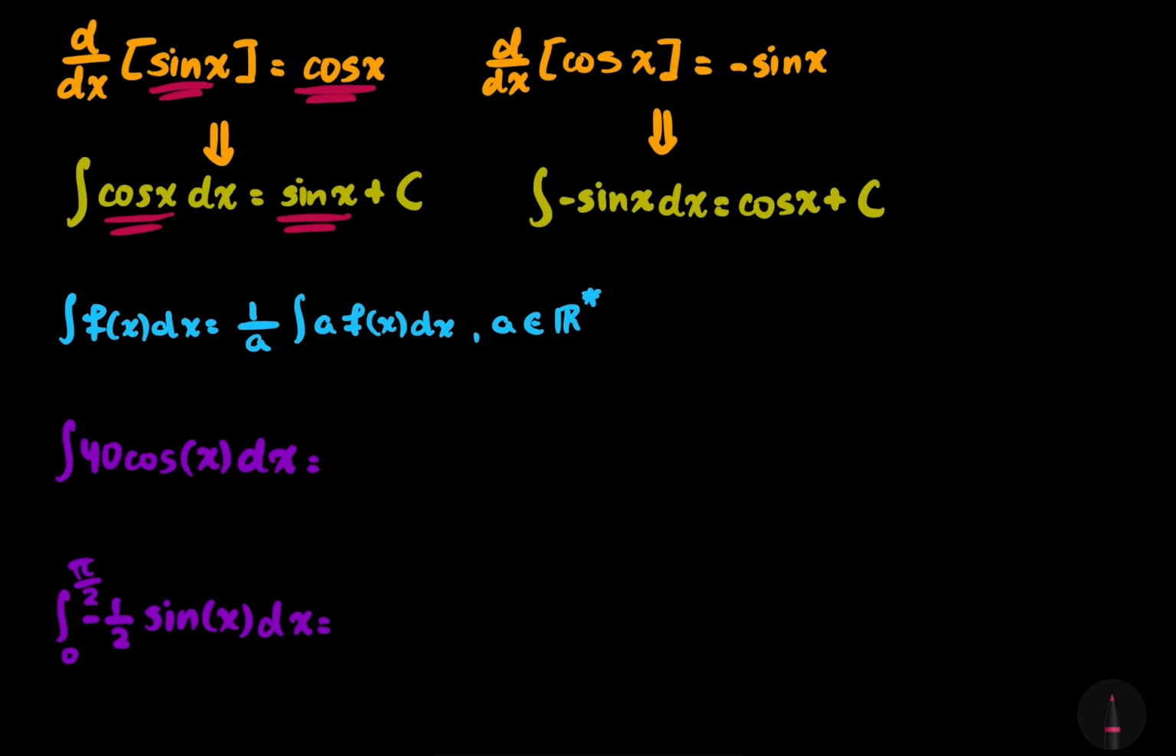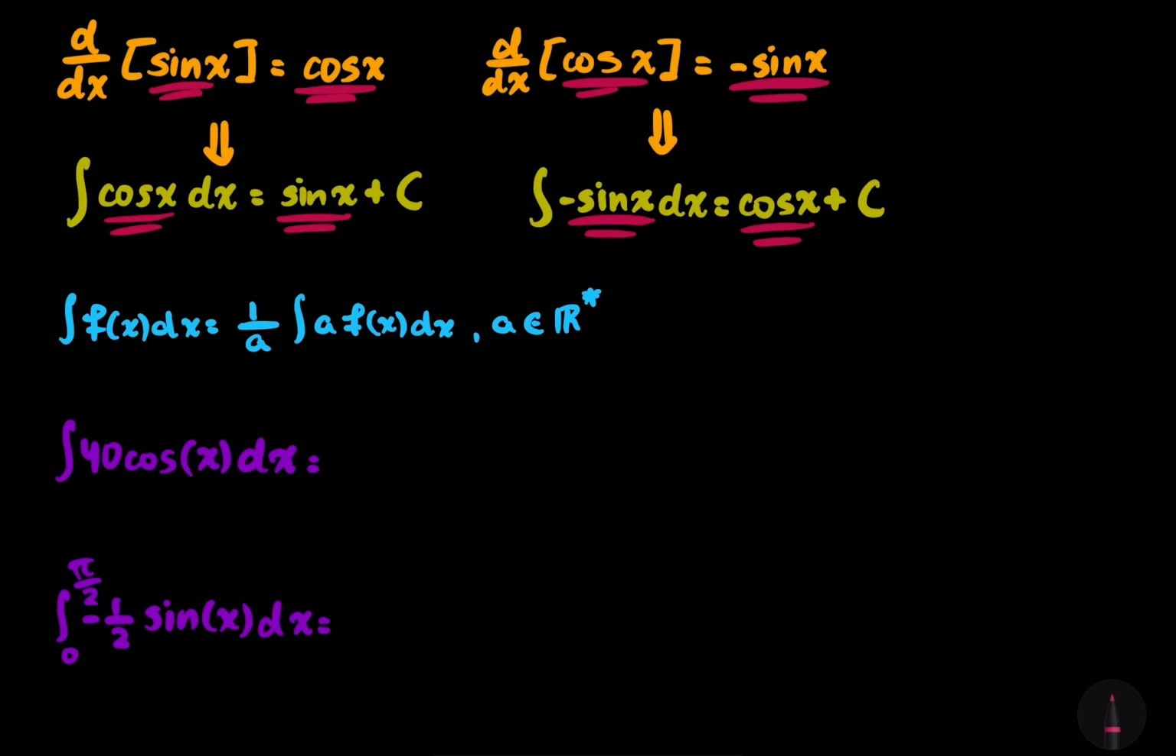And then with respect to cosine of x, we know that the derivative of cosine of x with respect to x is just equal to negative sine of x. And so with that in mind, we can then say that the indefinite integral of negative sine of x dx is equal to cosine of x plus c, right? Again, because the derivative of cosine of x is negative sine, then the integral of negative sine will be cosine, and then, of course, we have the plus c.